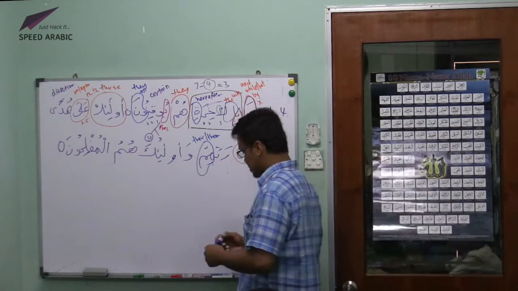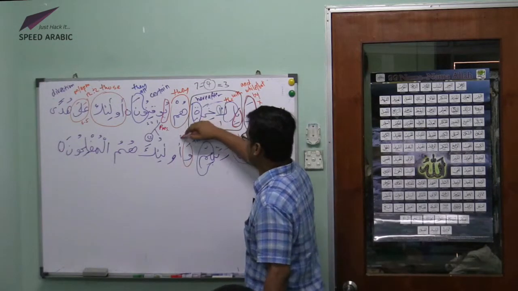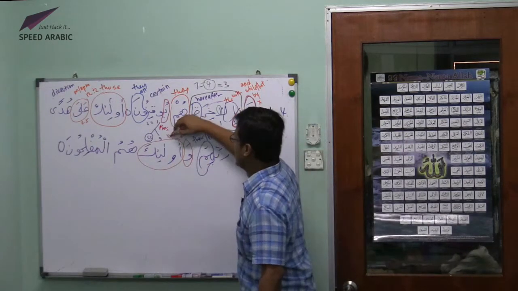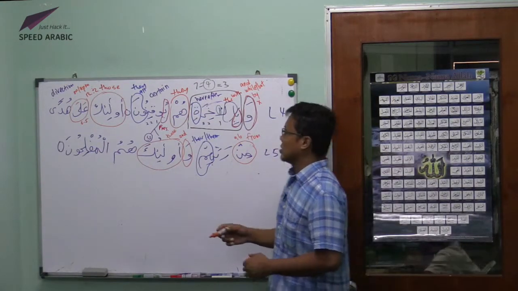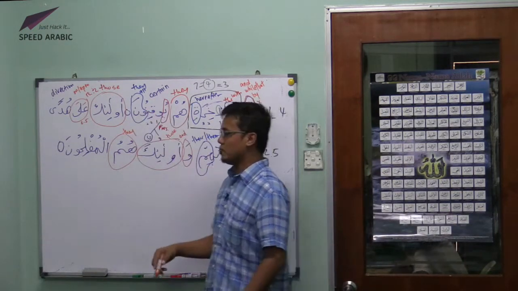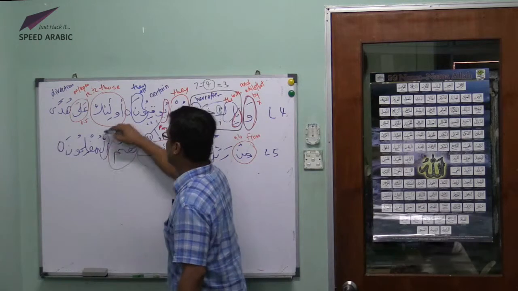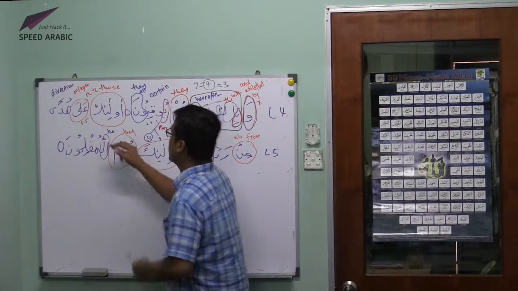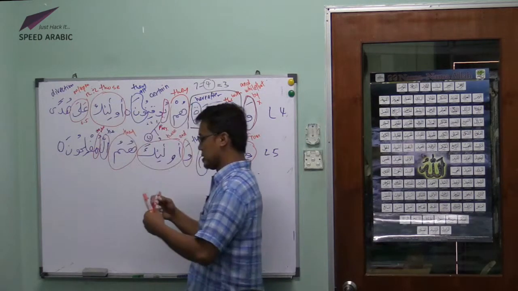Wa ulaika, right? So wa would be and. Ulaika, those. Okay. And those. Whom? They. Okay, this one we met before. They. Al-muflihun. Alif lam would be the. And then? The one. Okay, the ones. The one who.